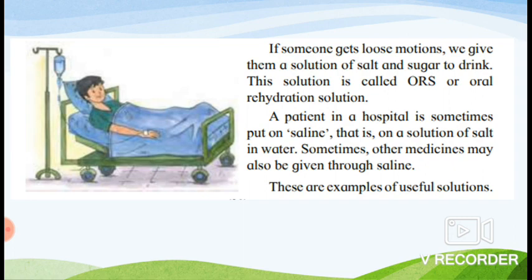Now students, look at the picture. What do you see? Yes, a person is hospitalized. And if someone gets loose motion, we give them a solution of salt and sugar to drink. This solution is called ORS or oral rehydration solution. A patient in the hospital is sometimes put on saline, that is, a solution of salt in water. Sometimes other medicines may also be given through saline. So students, these are examples of useful solutions.